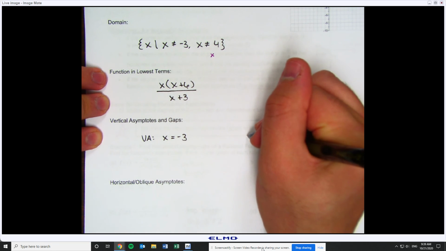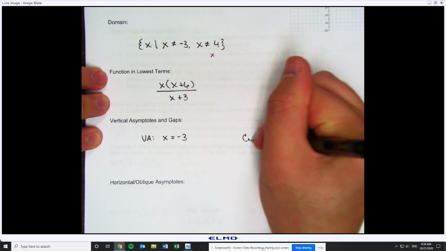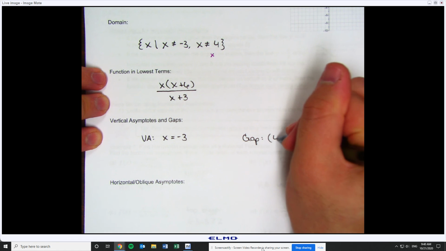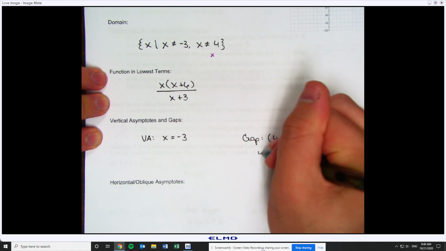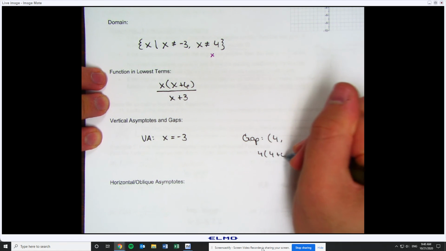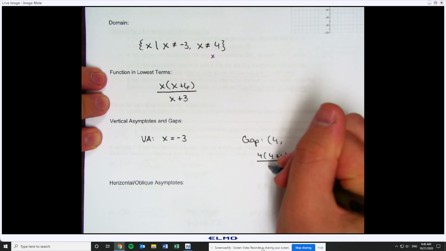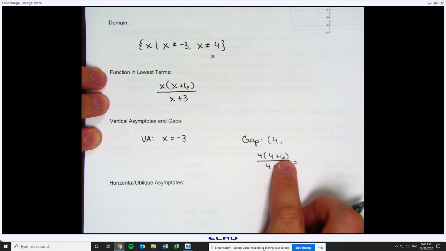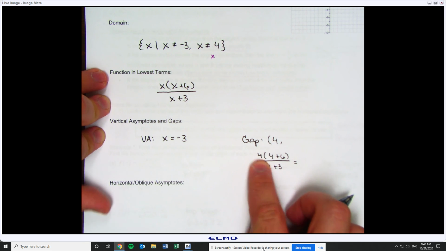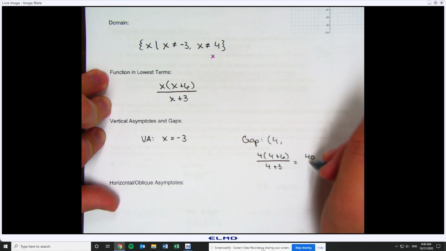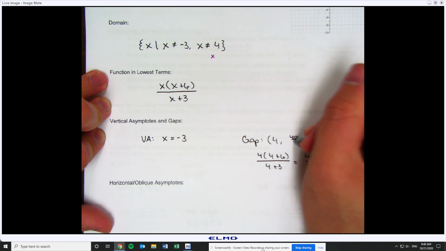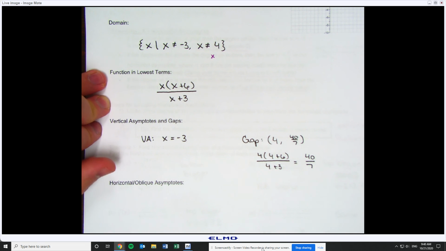And then for the gap, let's see here, 4 was removed, so I know that's the value there. That's going to give me 4 times 4 plus 6, divided by 4 plus 3. So let's see here, that's going to be 10 times 4, which is 40, and that's going to be 7. That can't reduce. So we get 40 over 7. Now when it comes to graphing this, getting a decimal approximation is going to be a little easier.